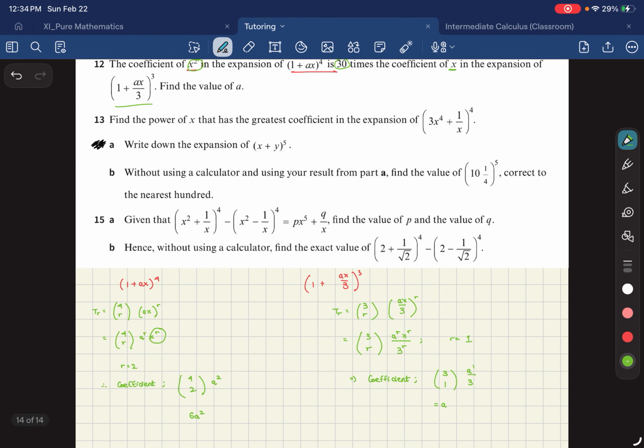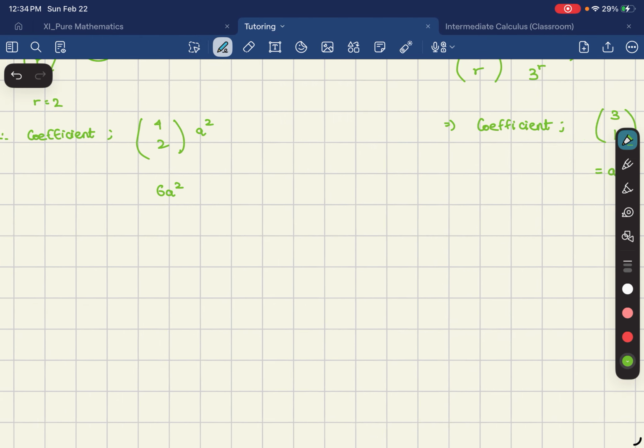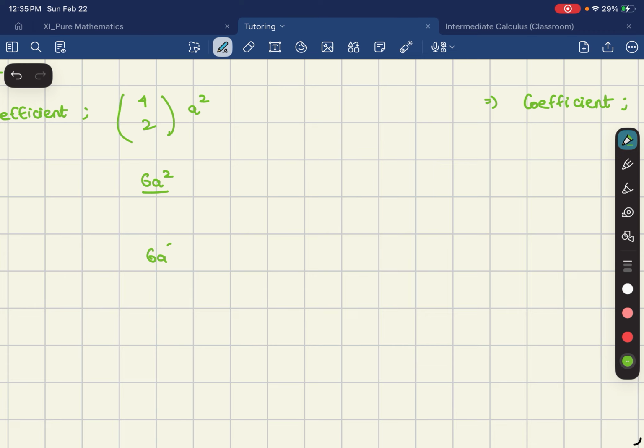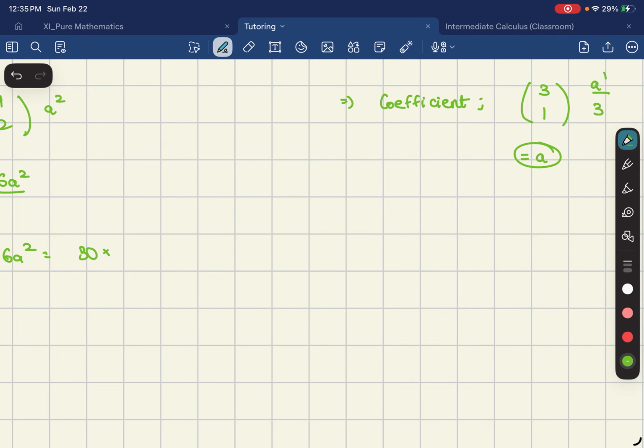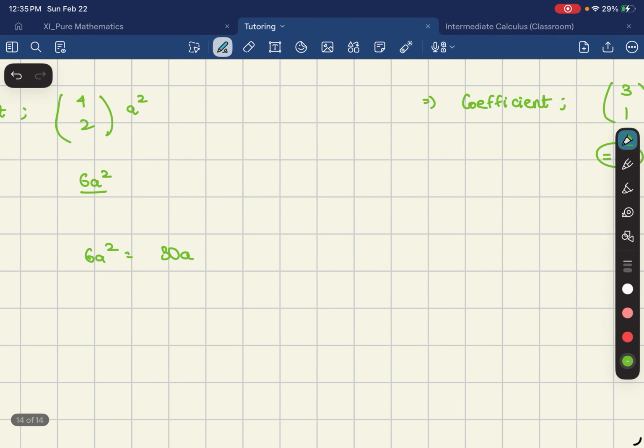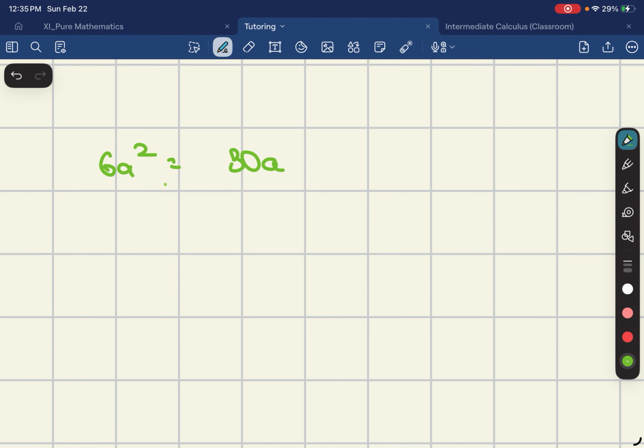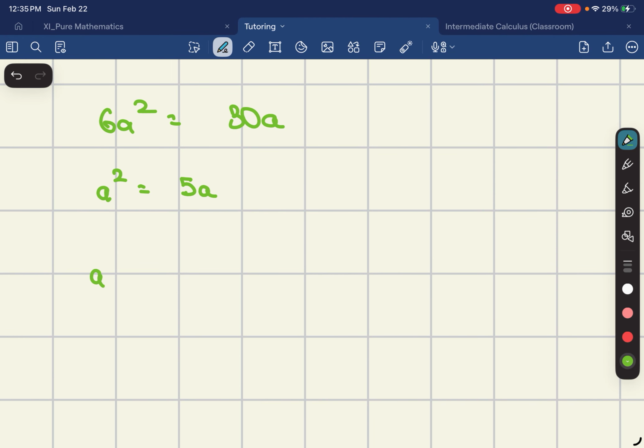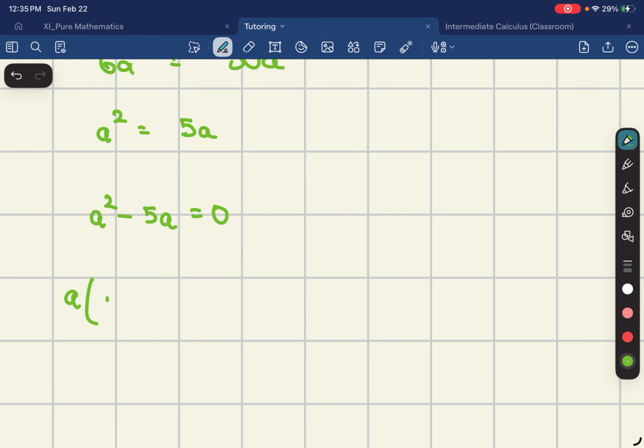So now we are given the coefficient of x squared is 30 times the coefficient of x. So this 6a squared is equal to 30 times the coefficient of x in the other expansion. So 30 times a. And we want to solve this. So if I divide by 6 on both sides, I have a squared is equal to 5a. a squared minus 5a is equal to 0. a minus 5 is equal to 0.